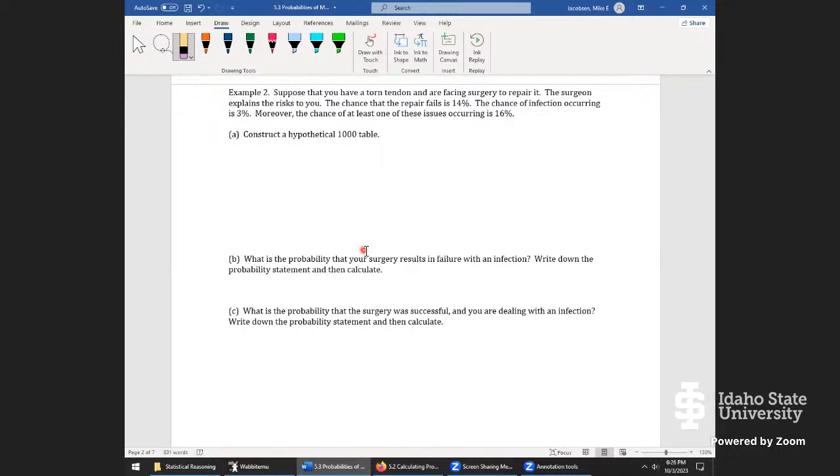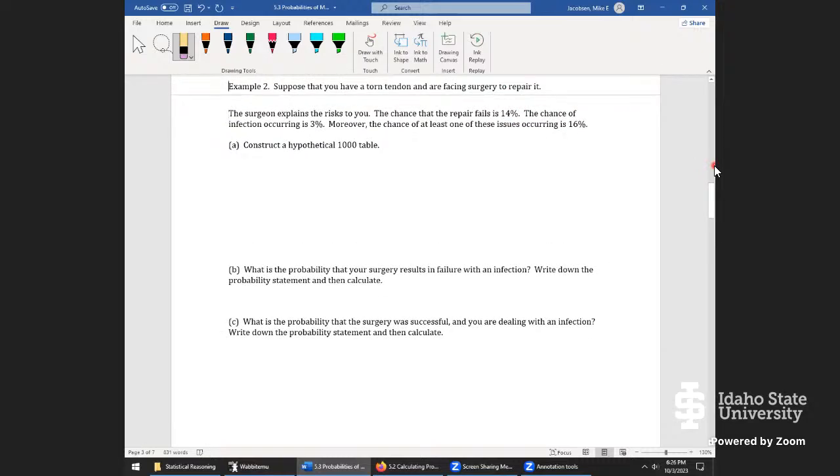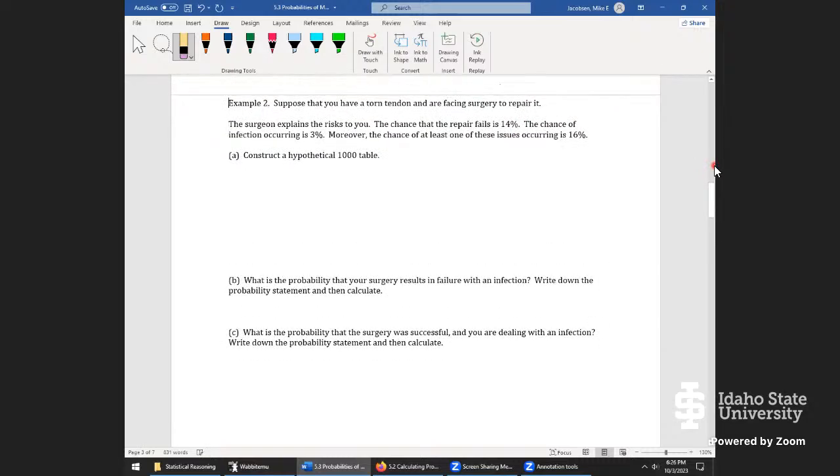And here's the scenario. It says, suppose that you have torn a tendon and are facing surgery to repair it. So that's extremely terrible. Let's imagine it's like your ACL tendon or something like that. The surgeon explains the risks to you, as they should. They say the chance that the repair fails is 14%. So you could have your surgery attempted to repair, but come out realizing there was a total failure. Also, they're telling us that the chance of infection occurring is 3%.